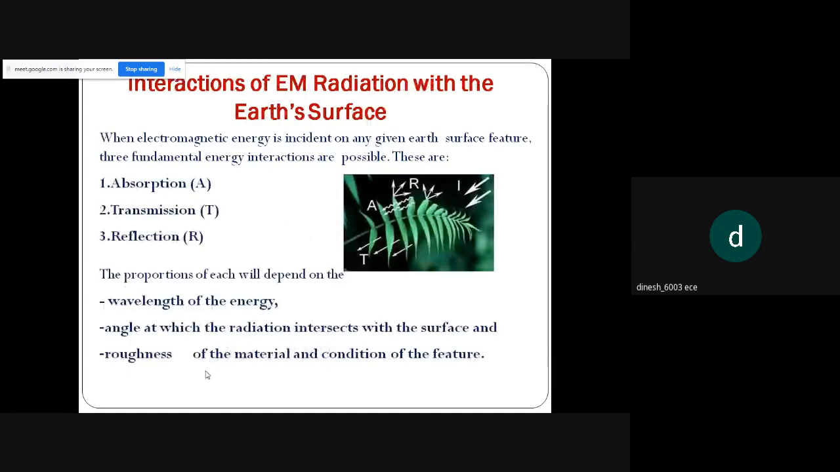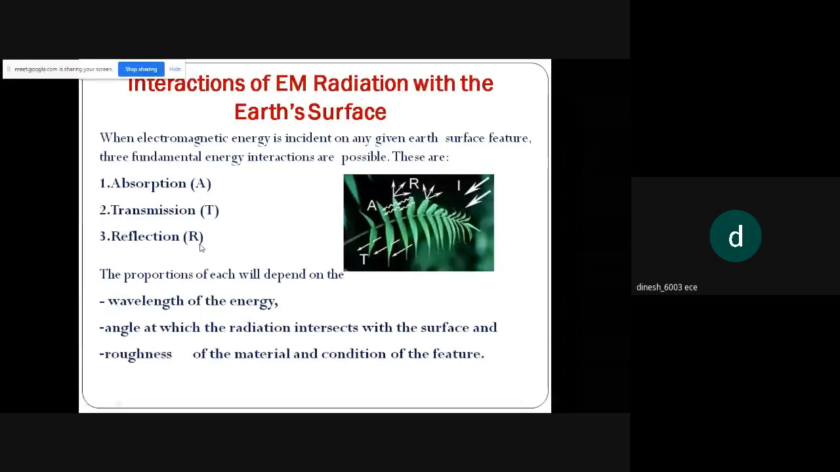So this you can see with a small example of a leaf. So a leaf is present. When electromagnetic wave energy is incident on any given earth surface feature, these three fundamental energy interactions are possible. One is absorption, as you can see, when light falls, or electromagnetic wave energy falls on the surface of the feature in the form of I, incident, it gets absorbed, which is written as A. That leaf will absorb some part of energy, which is absorption. Some will transmit through it, so through the leaf something will be transmitted, which is transmission. Something will be reflected back again, which is reflection R.